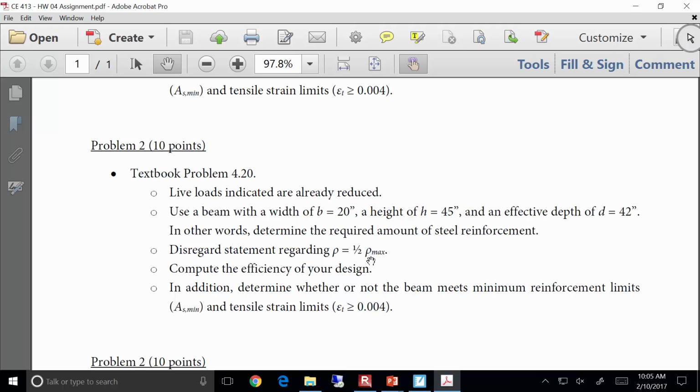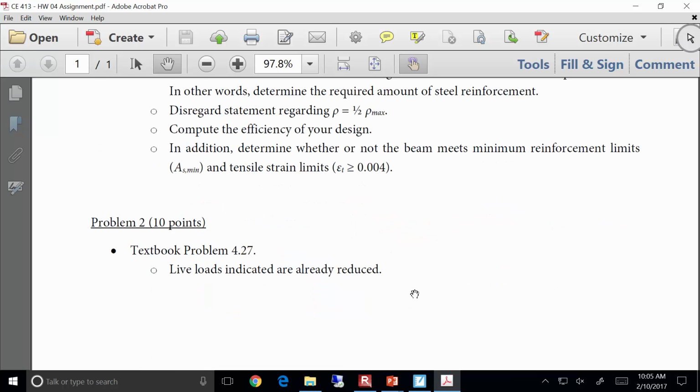Problem 3, which I have listed as problem 2, whoops, is a slab design, and live loads are already reduced. It's number 2, but it's only number 1 in here. Again, I'm the one keeping the score.